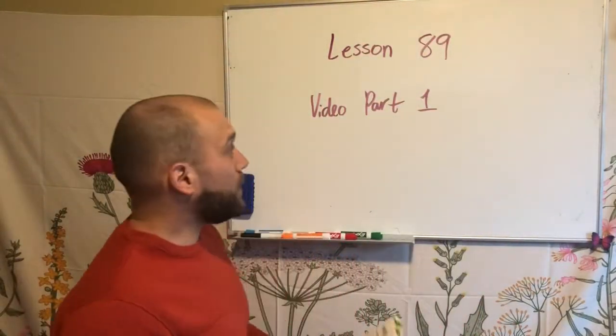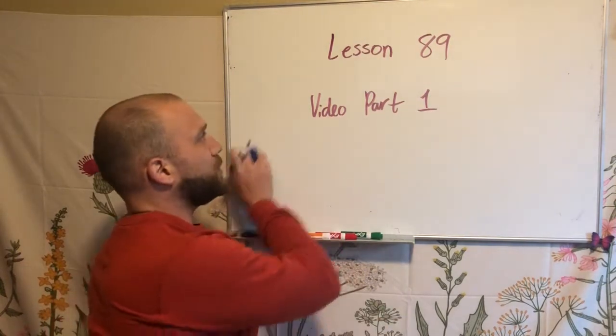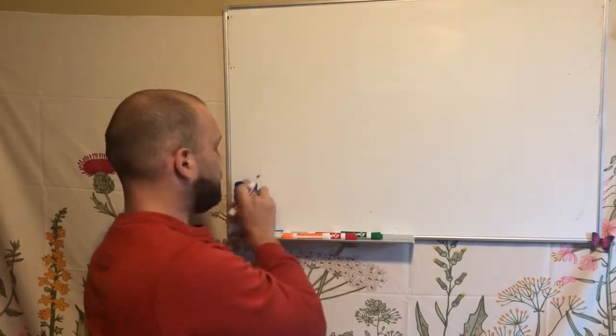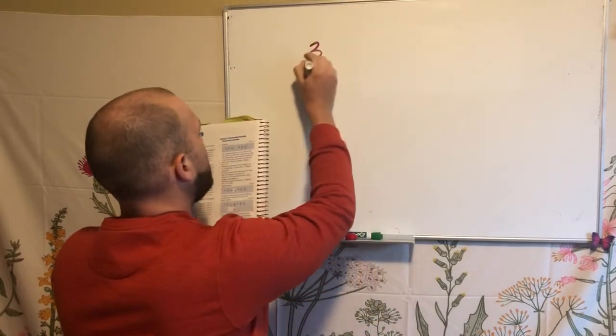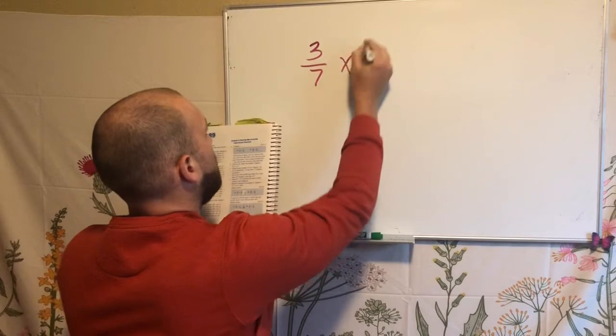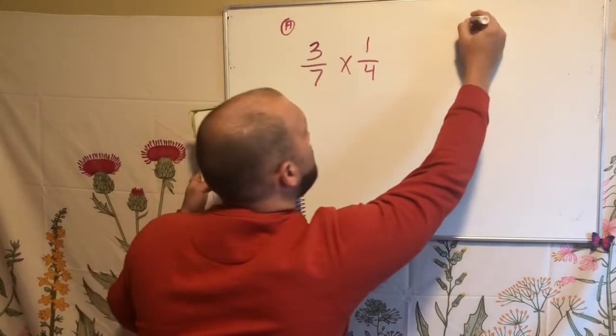All right, so we're going to start things off with some fraction multiplication. I'm going to write two things on the board, two equations. So here's A and here's B.